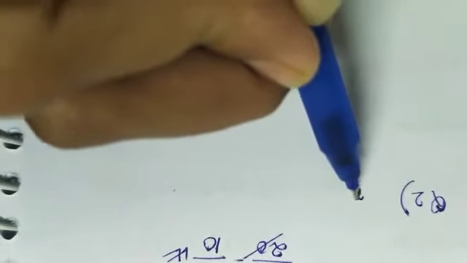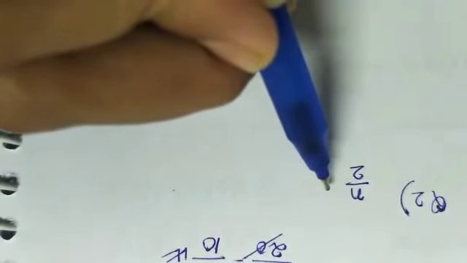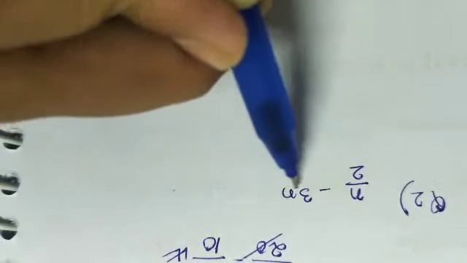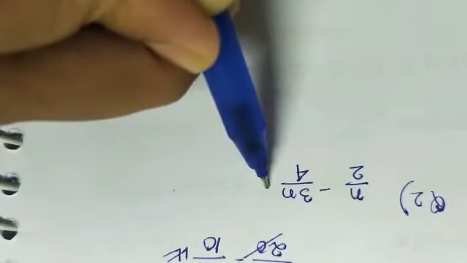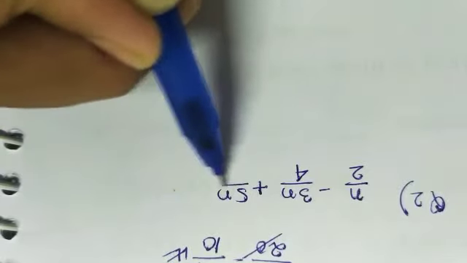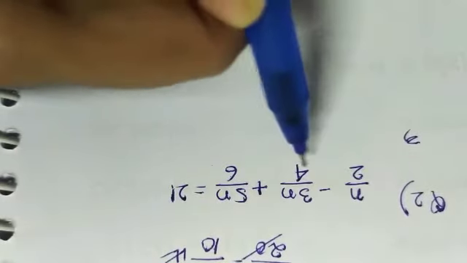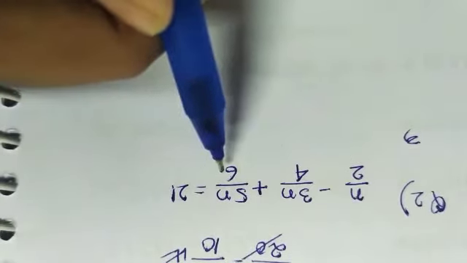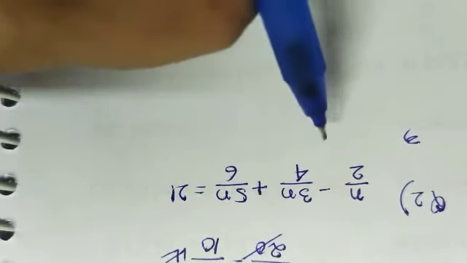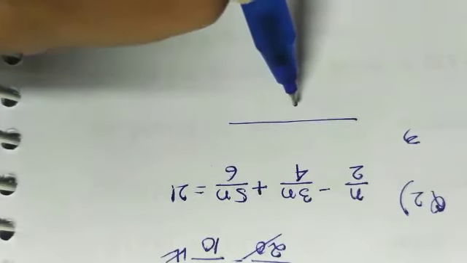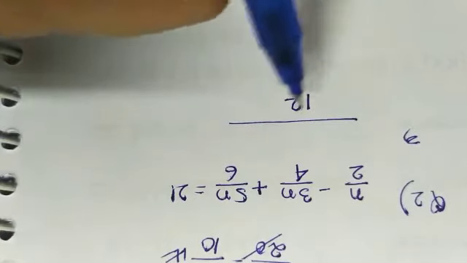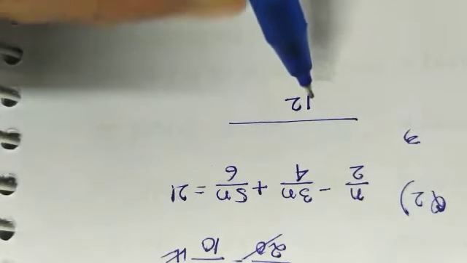Question number 2 is given as n by 2. There are 3 variable terms. n by 2 minus 3n by 4 plus 5n upon 6 equals 21. This is the problem given here. We need to solve it. First, we see that if we take the LCM of these 3, 2, 4 and 6, we are definitely getting 12 as LCM. You can also solve it in rough, that we are getting 12 as LCM here.